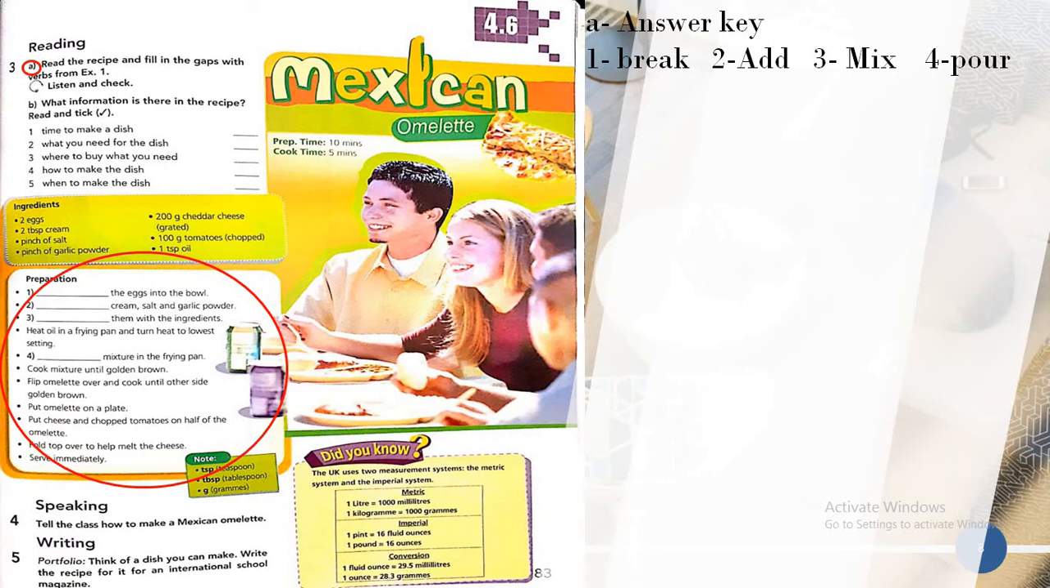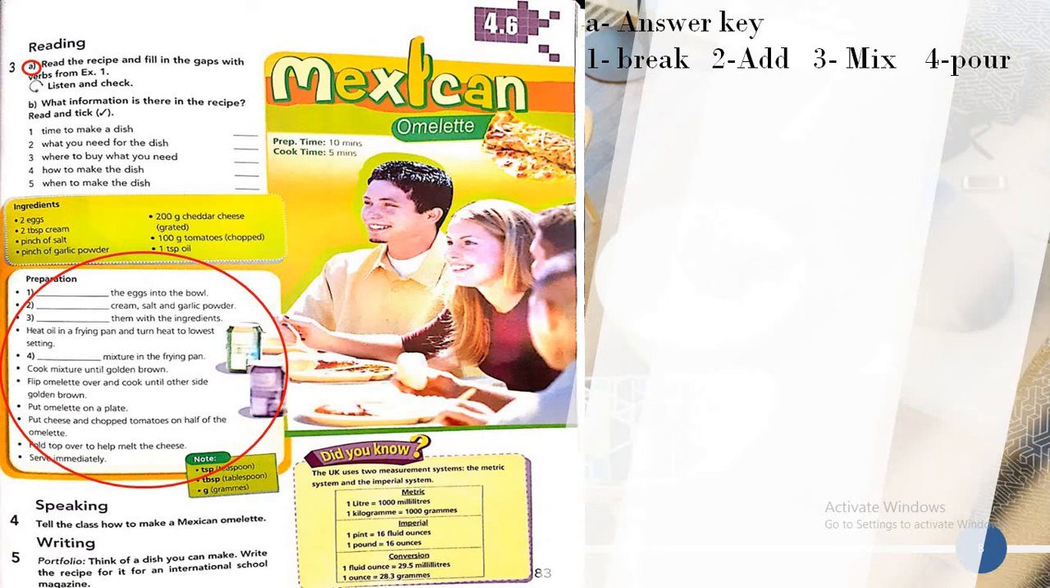Okay, these are the 4 correct words to use in this preparation instructions. So we have 1, break the eggs into the bowl. 2, add cream, salt and garlic powder. 3, mix them with the ingredients. And 4, pour mixture in frying pan. So very good, dear students. And now let's move to exercise B.